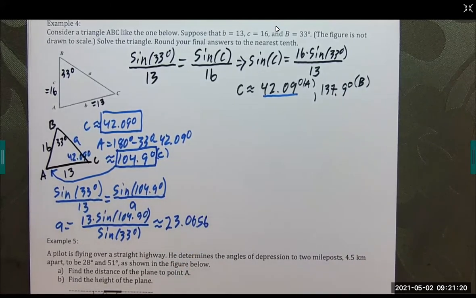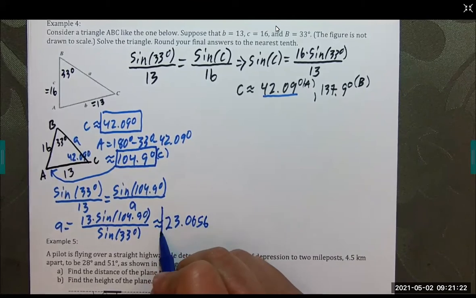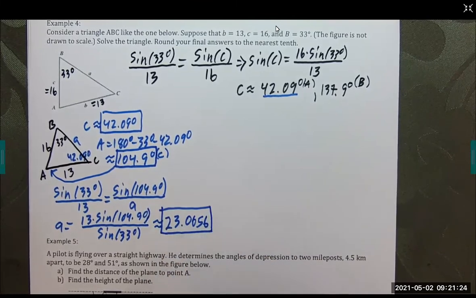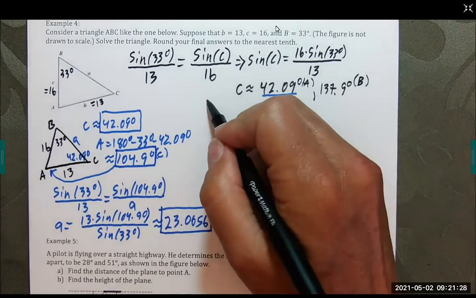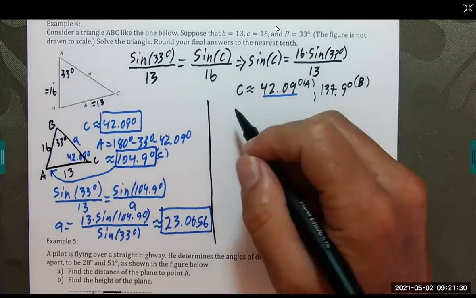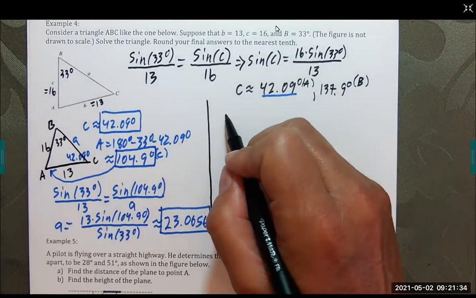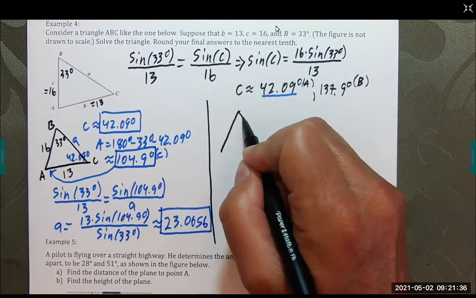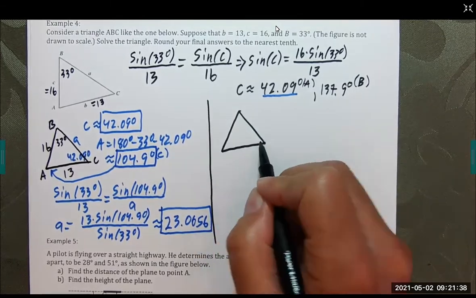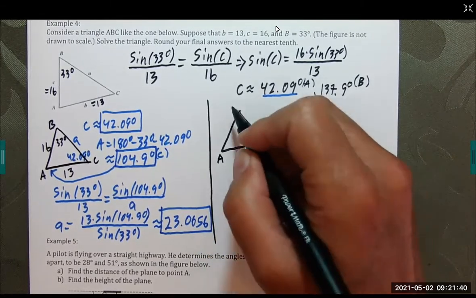23.0656. And there's our third piece. That's one potential triangle. Let's see if there's a second potential triangle. Let's draw another with the angle C of 137.9. Now, again, it's possible this triangle doesn't exist. We'll know in just a moment.